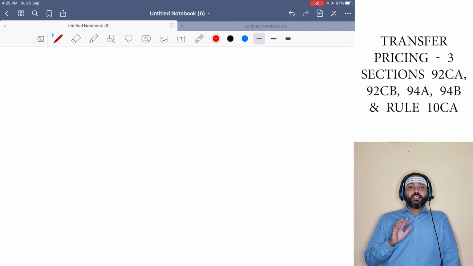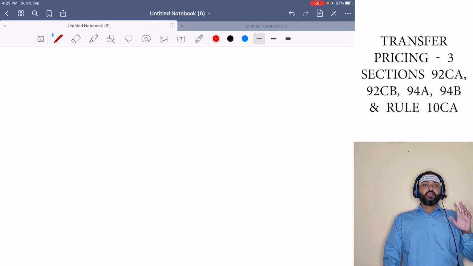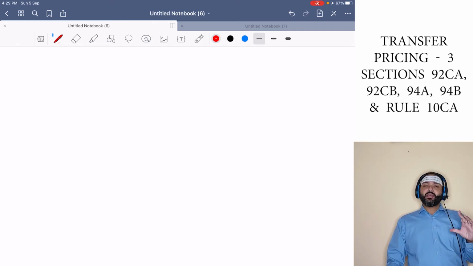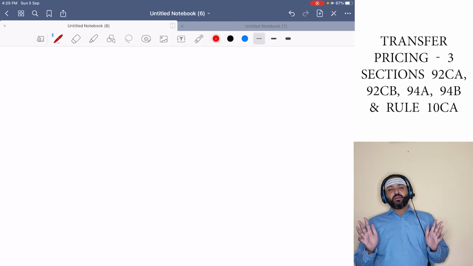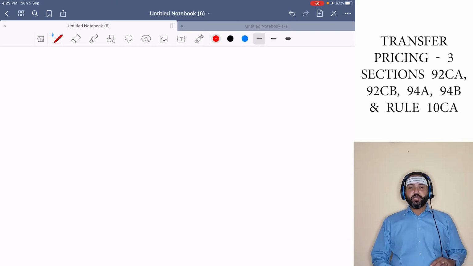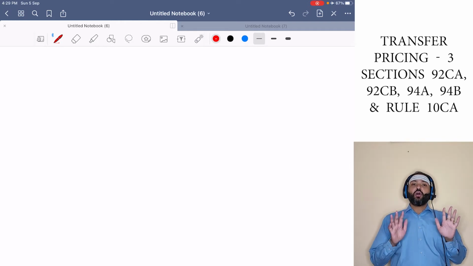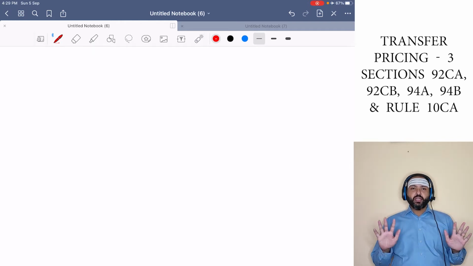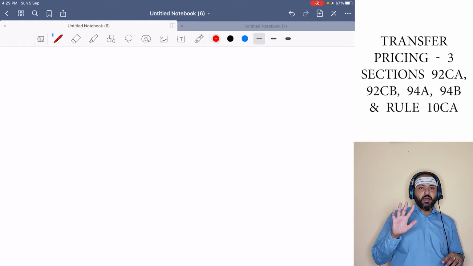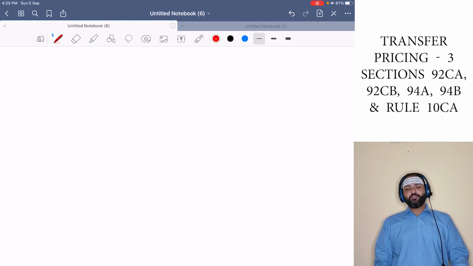Suppose the arm's length price is lower than the transaction price. So what are we trying to tell? The transaction price is 100, arm's length price is 80. In this case, forget about application of transfer pricing, because the very thumb rule for which we are working right now is to protect the interest of revenue. When the transaction price is 100 and arm's length price is 80, already the interest of revenue is protected. You don't have to do anything and try to harm it. So that is why we ignore such kind of application.